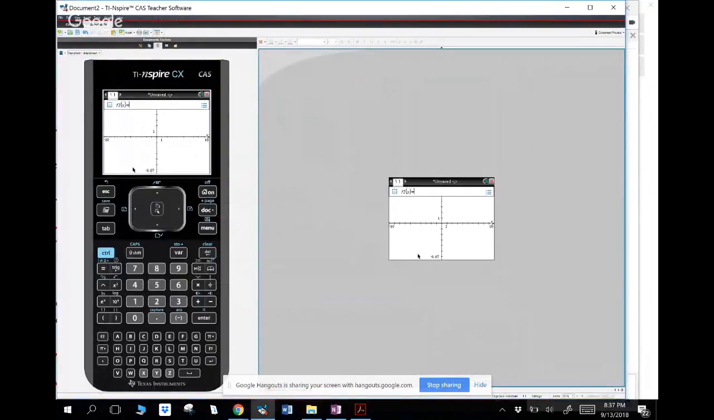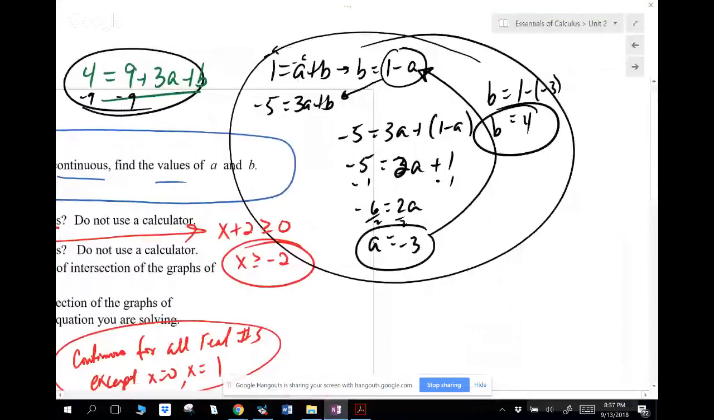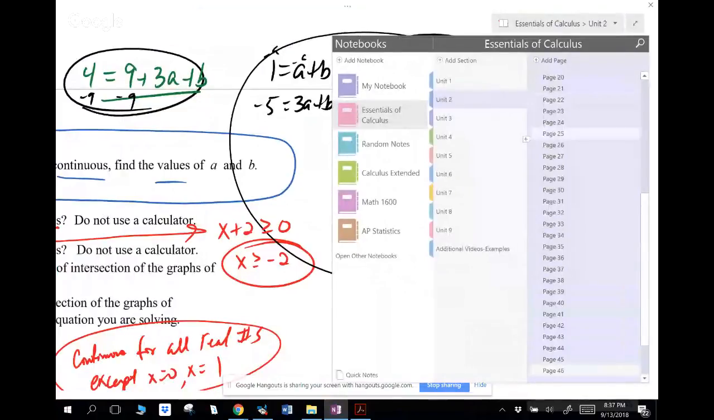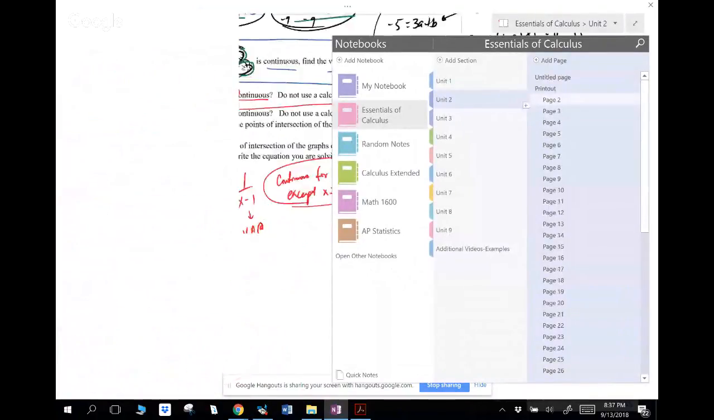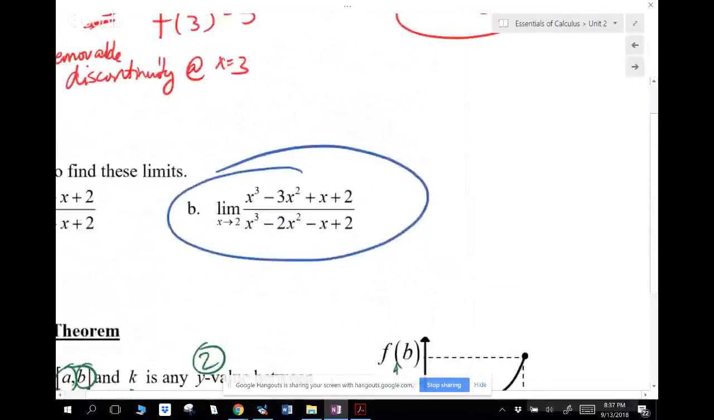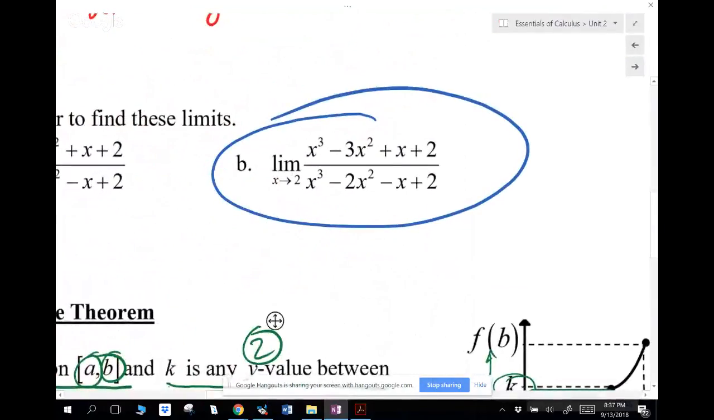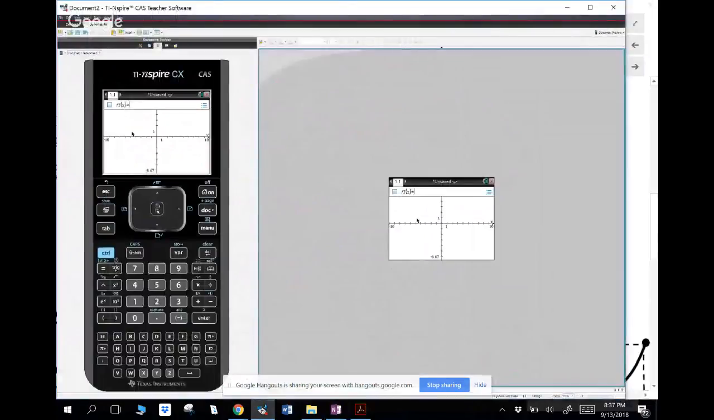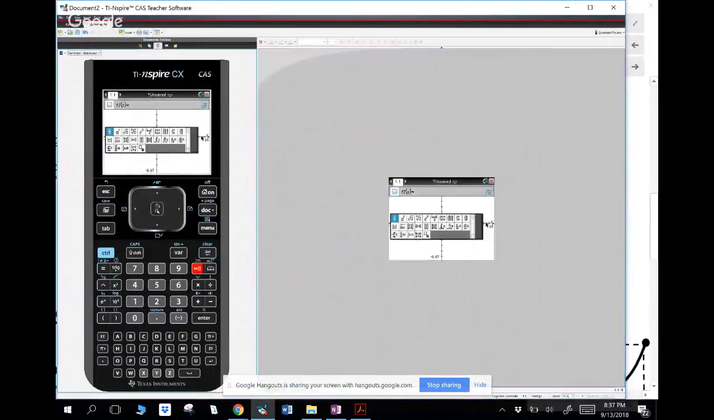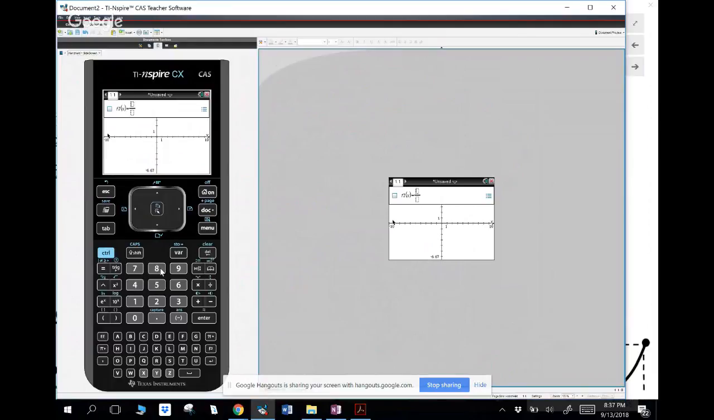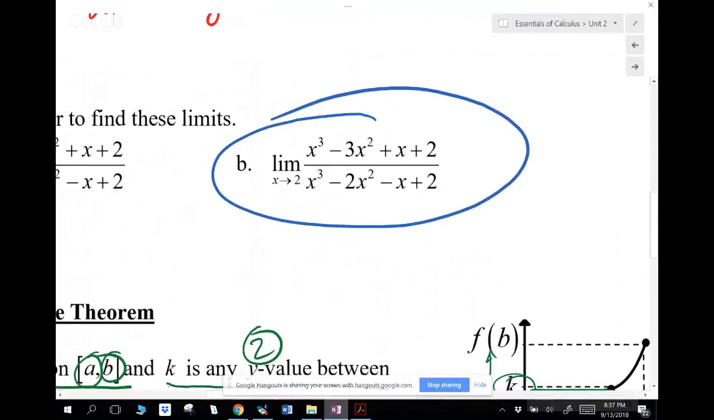Okay, so let's get back to the calculator here. What I'm going to do is plug in that function that we were looking at just a second ago. Let me get back all the way up here. Here it is. x cubed minus 3x squared plus x plus 2. What was it again? Oh, minus 3x squared. Okay, plus x plus 2.